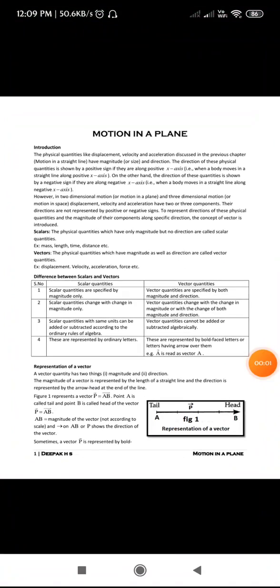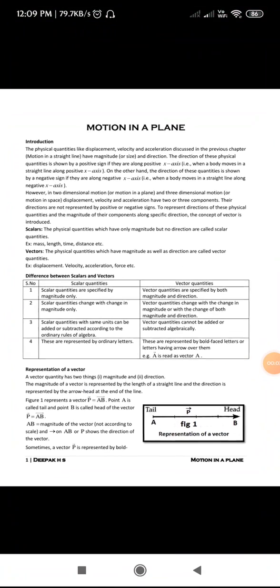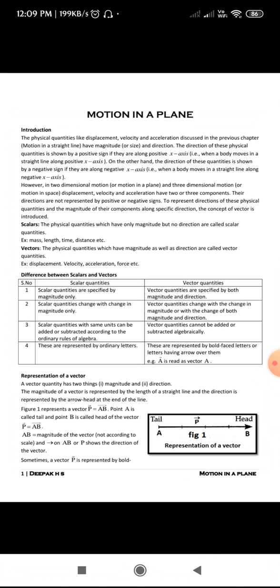Next, coming to the Motion in a Plane chapter. So I'll just read out the introduction part. Okay.